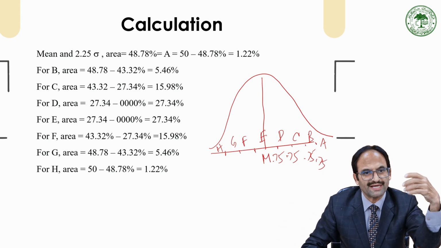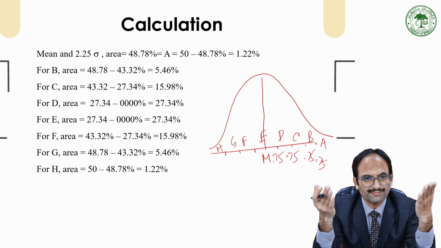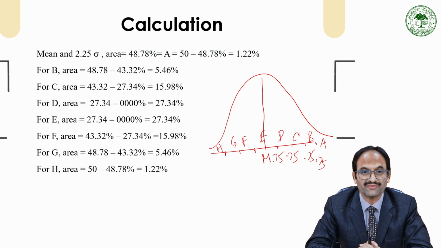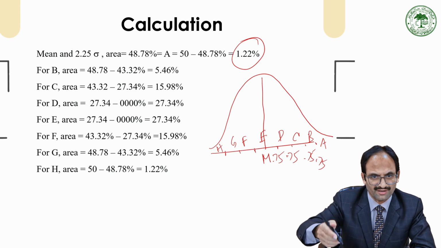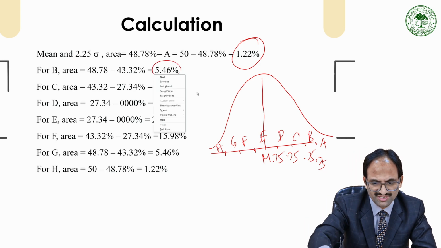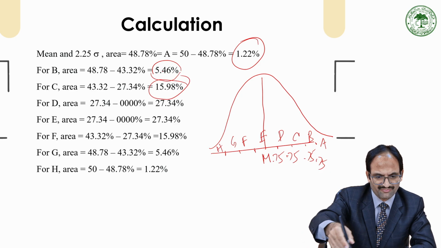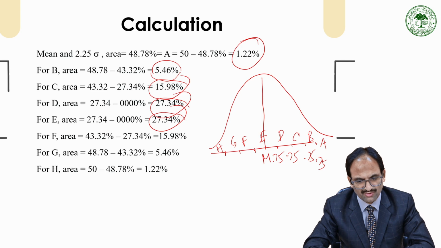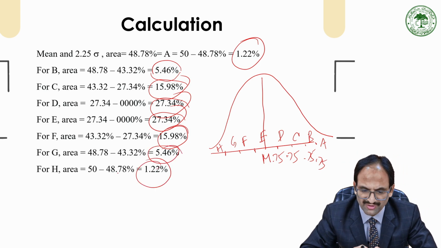So, remember that for A, you have to subtract 2.25 sigmas, I mean the area that you have got from the table, you have to subtract from 50. So, it is a very small amount, 1.22%. For B, the moment you will subtract, you will get 5.46, and similarly for C it is 15.98, for D it is 27.34, for E again it is 27.34, and then for F it is 15.98, for G it is 5.46, and finally it is 1.22 for H.